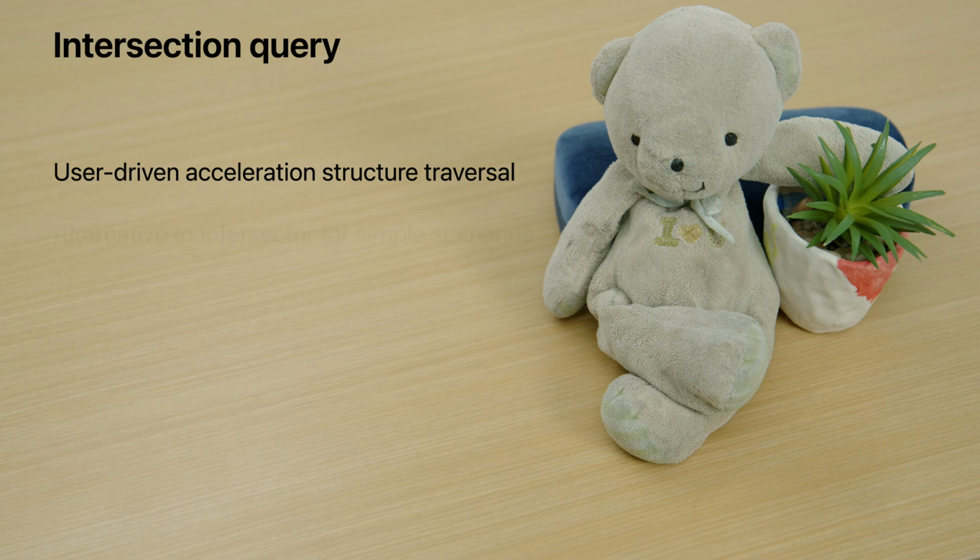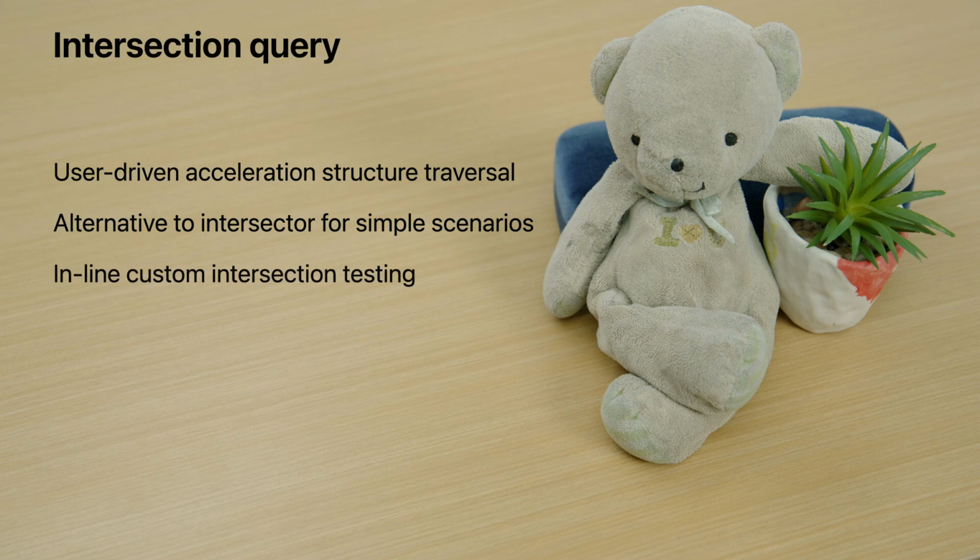Intersection Query is aimed towards simple use cases where intersector can create overhead. It is a new way of traversing the acceleration structure that gives you the option of performing inline custom intersection testing. Let's take a look at how we currently handle custom intersection using last year's intersector.